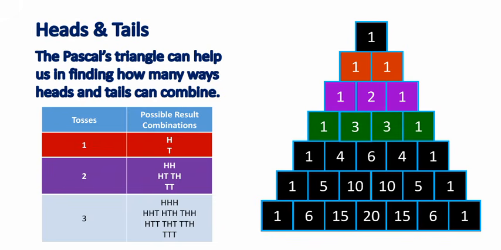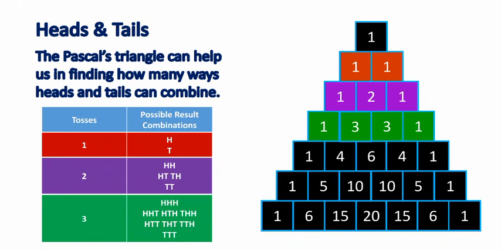Similarly, these numbers tell us if we toss a coin thrice, then the probability of getting 3 heads is 1. The probability of getting 2 heads and a tail is 3. The probability of getting one head and two tails is 3, and the probability of getting three tails is 1.